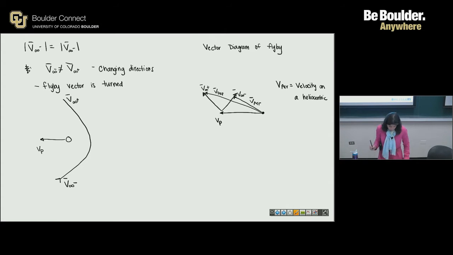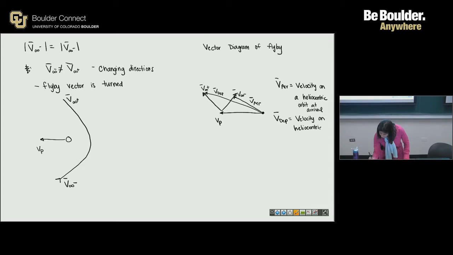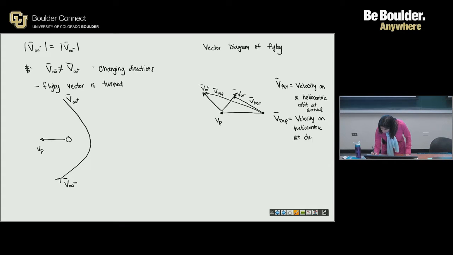So that's the transfer orbit that you would get from Lambert's. And velocity at departure is the velocity at arrival, sorry. This is on a heliocentric orbit at departure.